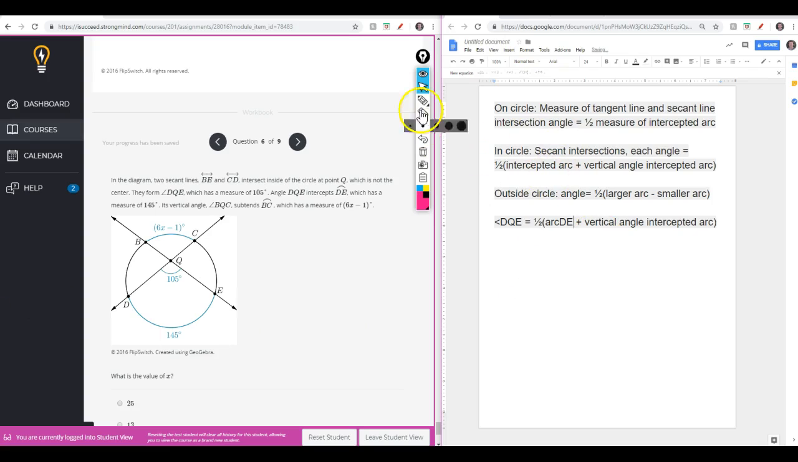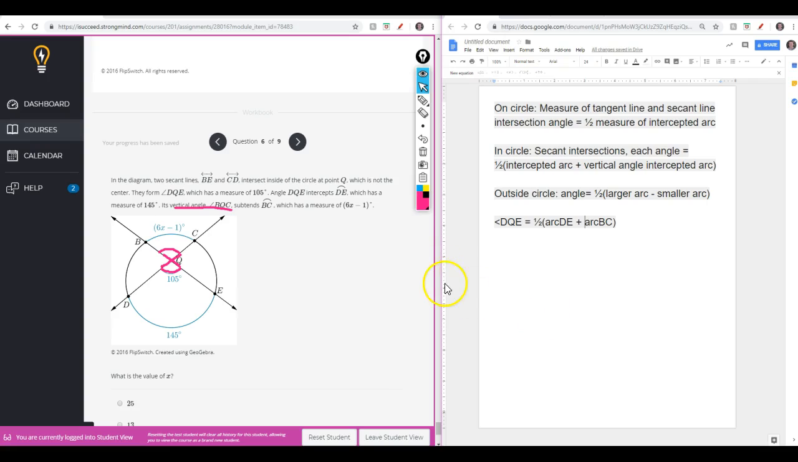And the vertical angle, again, remember vertical angles create this bow tie effect. So if I were to draw half my other part of the bow tie, it would be angle BQC. And again, it was given right here. Its vertical angle is BQC. So we know that this is DQE's vertical angle and arc BC is its intercepted arc. So this would be arc BC.